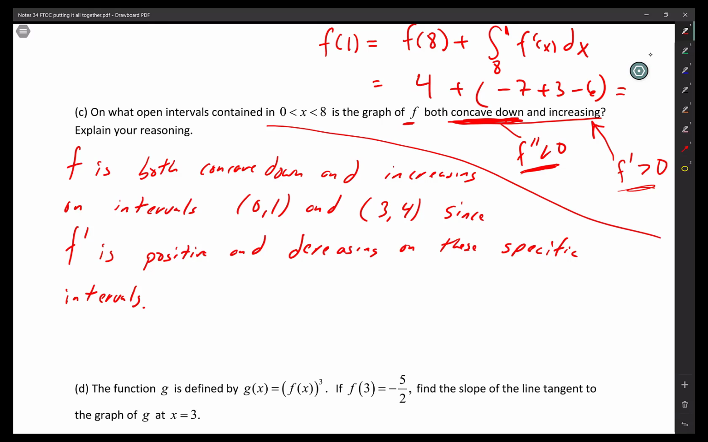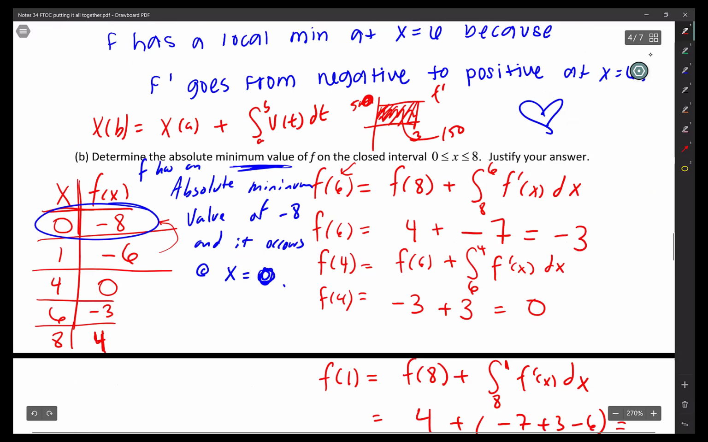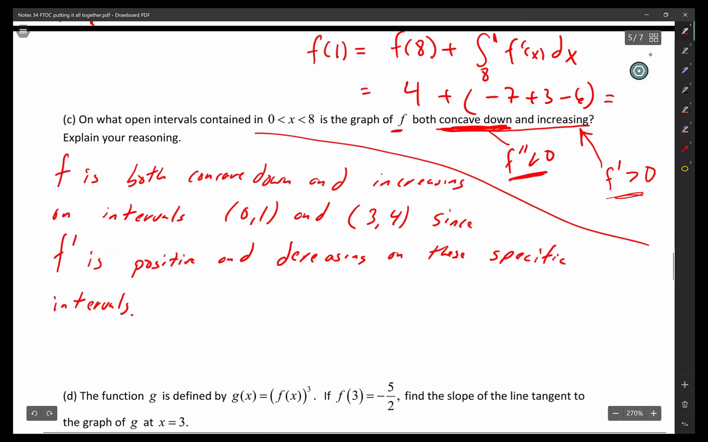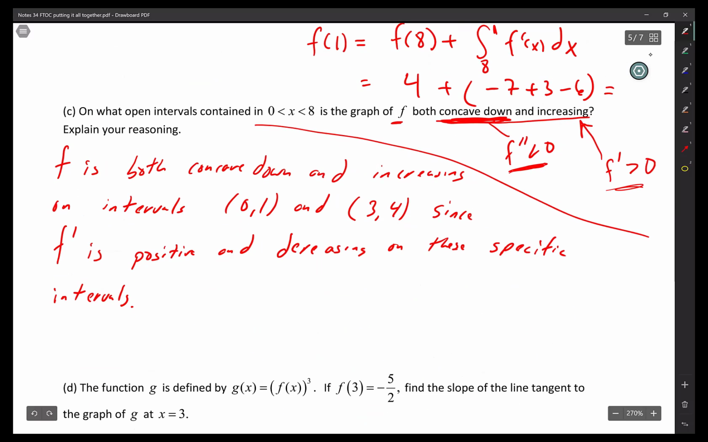How do we feel? Ask. They gave us the F prime graph. Oh, yes. It's always best to reference the graph that they give you. So by saying F prime is decreasing, you're literally saying F double prime is negative. Does that make sense? So Godina's asked a question.